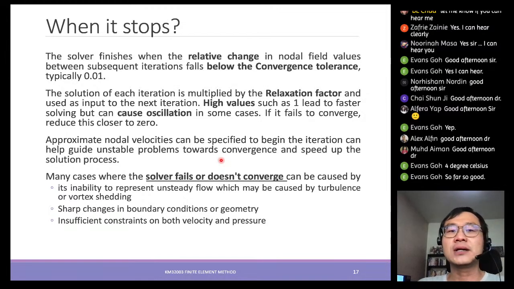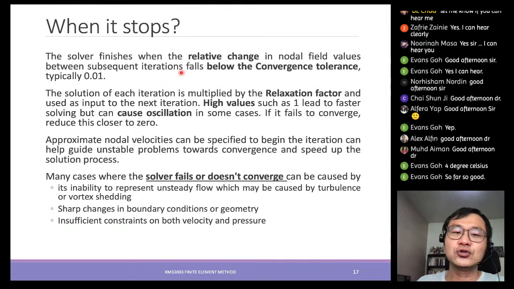It's because when you are trying to solve for the fluid conditions, when should you stop, or when should the software stop? Generally the solver or the software itself will finish when the relative change in the residuals falls below the convergence tolerance. Generally it is 0.01, but this convergence tolerance you can always change on your own.